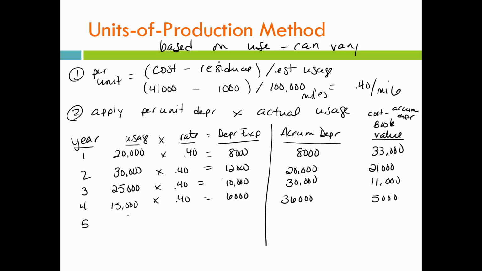And in year 5, I drove the truck for 10,000 miles, times 40 cents a mile, so that's $4,000 is the depreciation expense in year 5. Add that to my previous accumulated depreciation, so total depreciation is up to $40,000, and the book value is down to $1,000. So I end up at the same place. It's just instead of spreading it out evenly $8,000 a year, I've got different amounts each year.